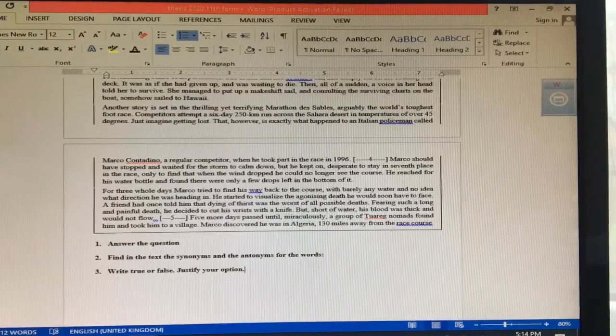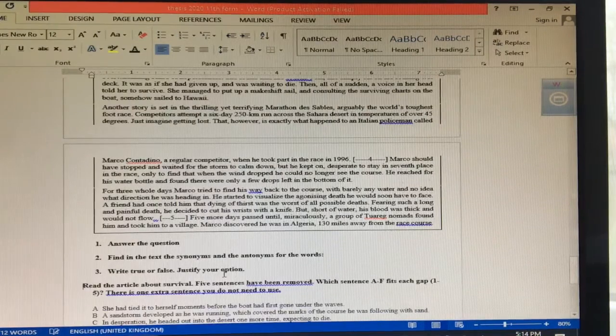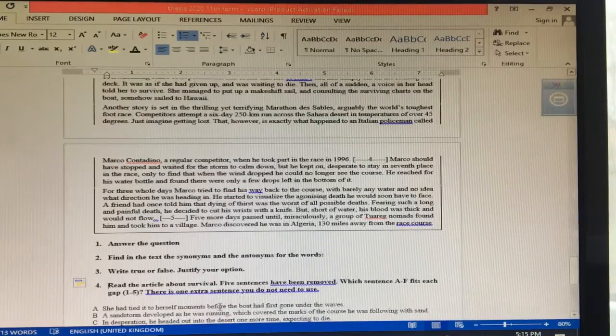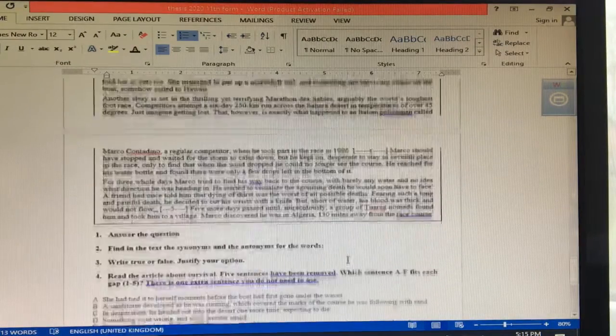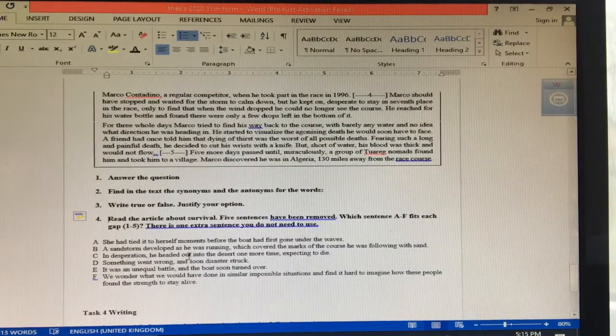And the last one is going to be, so the first, answer the question, it is ground knowledge. Number 2 and 3 are going to be for application, and number 3 is going to be the most difficult one. My students are going to read the article again, and there are going to be 5 sentences that are removed, and which sentence from A to F fits each gap from 1 to 5, and 1 sentence should not be used. So their task is to complete this one, so where the sentences go. This we do all the time in my classroom. We work a lot with this kind of text, so for them it is not going to be a difficult activity to complete.